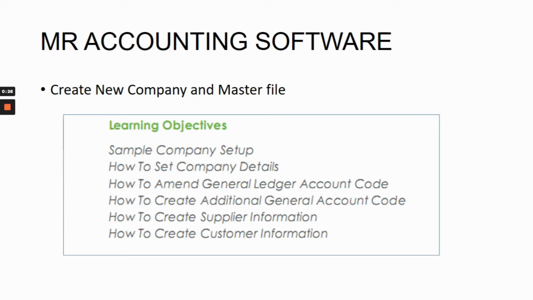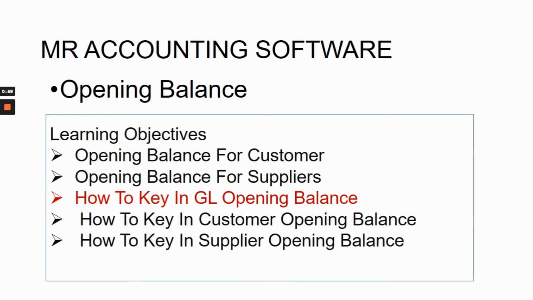The learning objectives are sample company setup, how to set company details, how to amend general ledger account code, how to create additional general account code, how to create supplier information, and how to create customer information. So for this section, I have shown you in my previous video. And for the second section, I will show you how to key in opening balance.